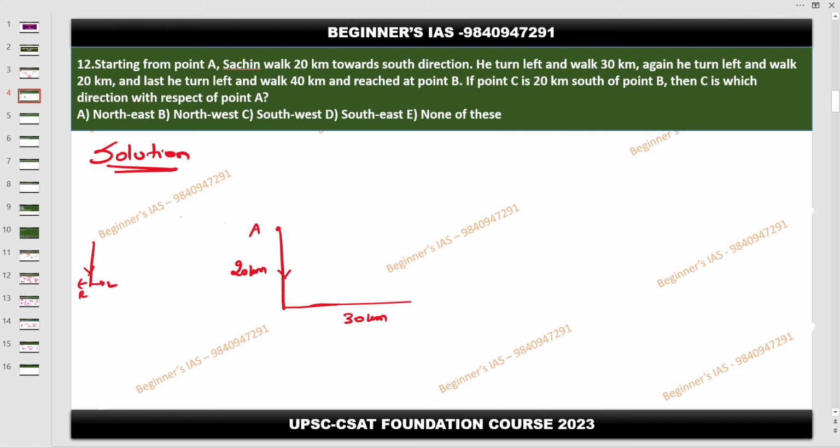Again he turns left, this one, and walks 20 kilometer. Then here, so 20 kilometer. At last he turned left and walked 40 kilometer. So here 20, another 20. This is 20. Here another 20. Totally 40 kilometer, and reaches the point B.